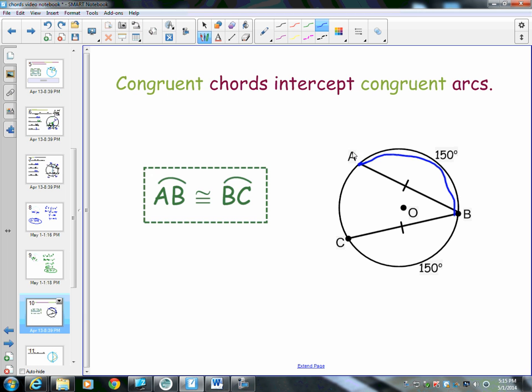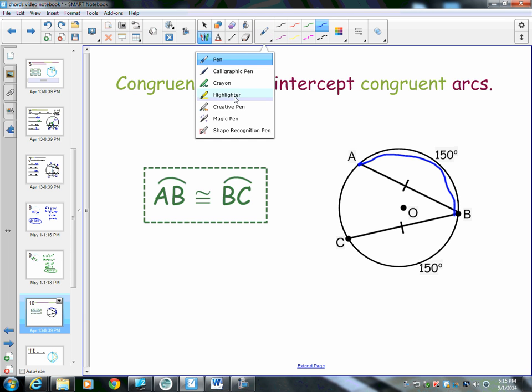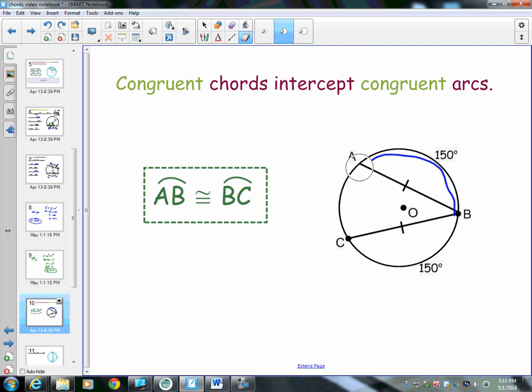Good enough. AB, this arc, you know what I should do? I should actually highlight. Highlighter. This is gonna be way easier. There it is. If this chord, AB, is 150 degrees, that means that this chord on the bottom, CB, a lot better, CB would also have to be 150 degrees. So let's look at an example.